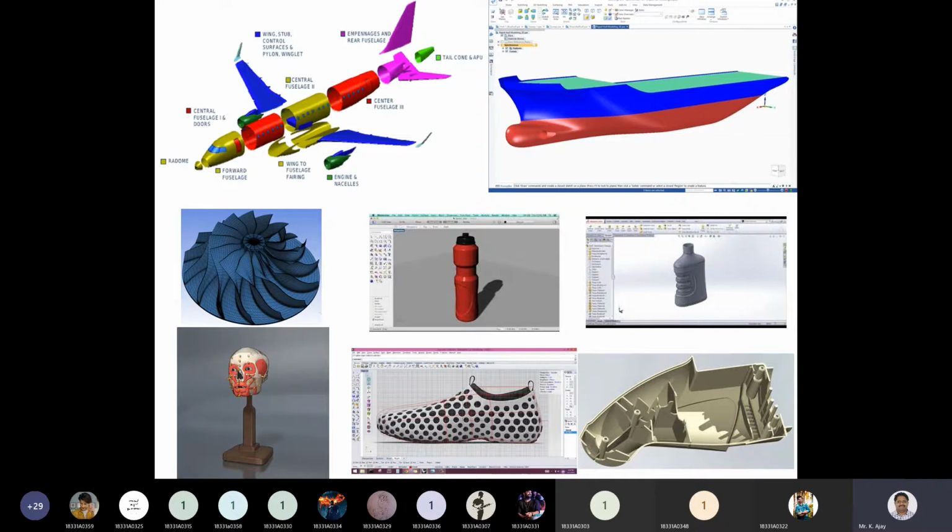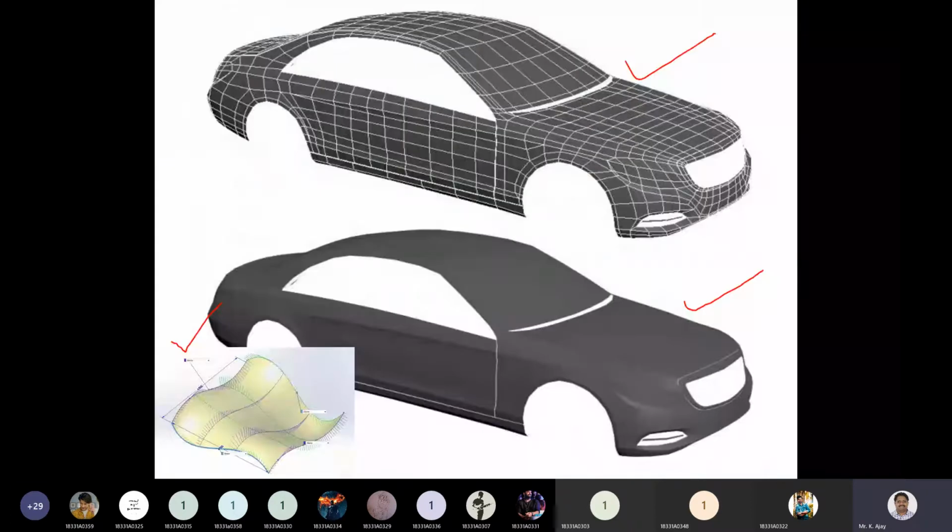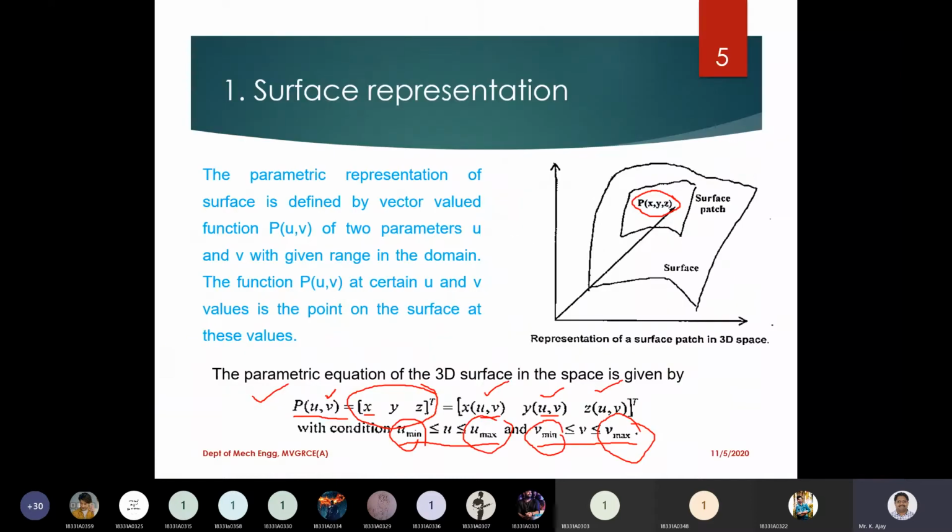So all these things were discussed: first, the need for surface modeling, its applications, and the different types of industries where surface modeling is being used, and it's very important. We also discussed the meaning of a surface patch, which is nothing but a small surface having proper boundary conditions. If all the boundary conditions are properly defined, you can call it a surface patch.